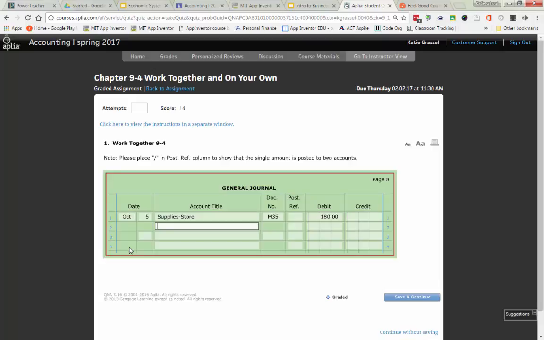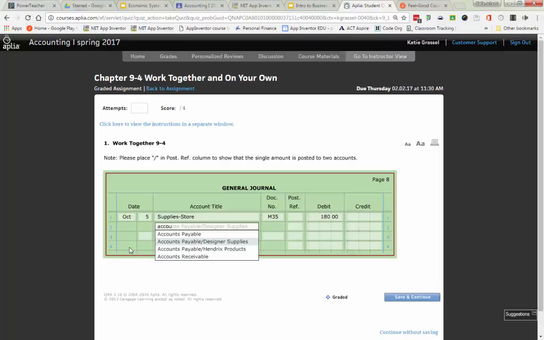Now, we bought supplies on account, so we have supplies that are being debited. The other account that's going to be affected is going to be accounts payable / designer supplies. So I'm going to go ahead and type in accounts payable, and you're going to notice that you have that choice here. Do you see how there's the slash between them, and we never had that before? You have to be aware of that slash. So we're going to use accounts payable / designer supplies.